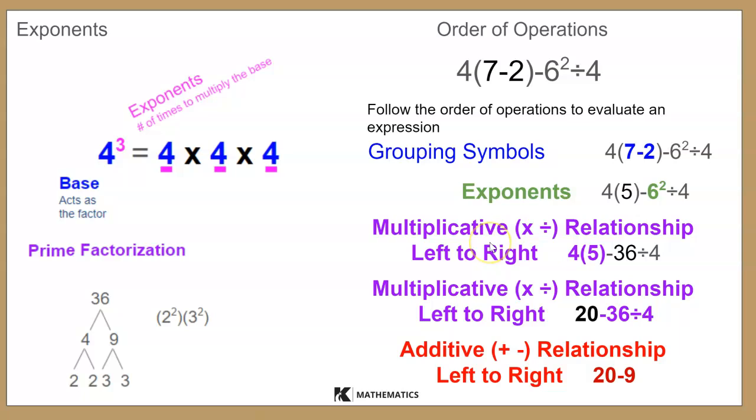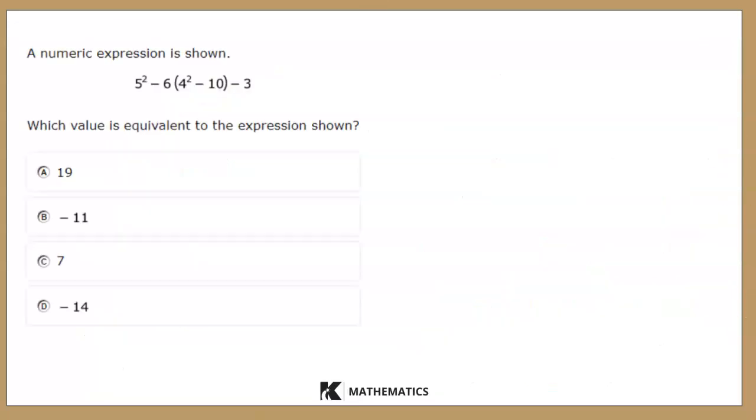Just like multiplicative relationships, the additive relationships, addition and subtraction being inverses, we still want to work left to right. Here we only have subtraction, so we just finish this out, and 20 minus 9 is 11. Now we're going to put all of this together and apply it to a problem that you might see.